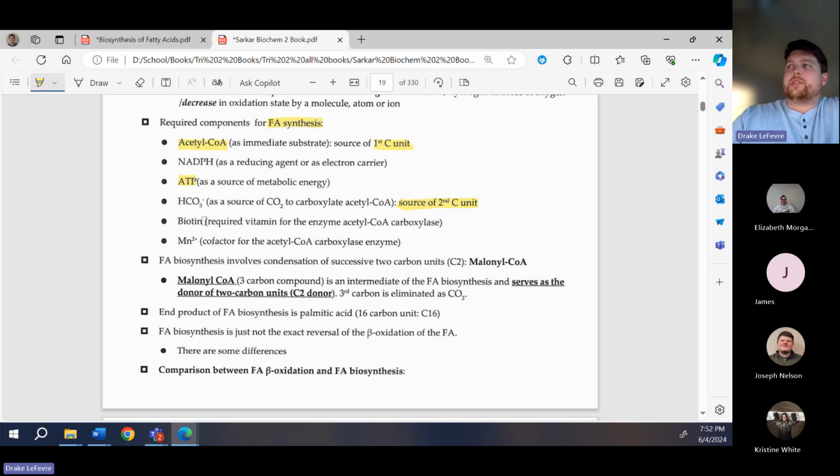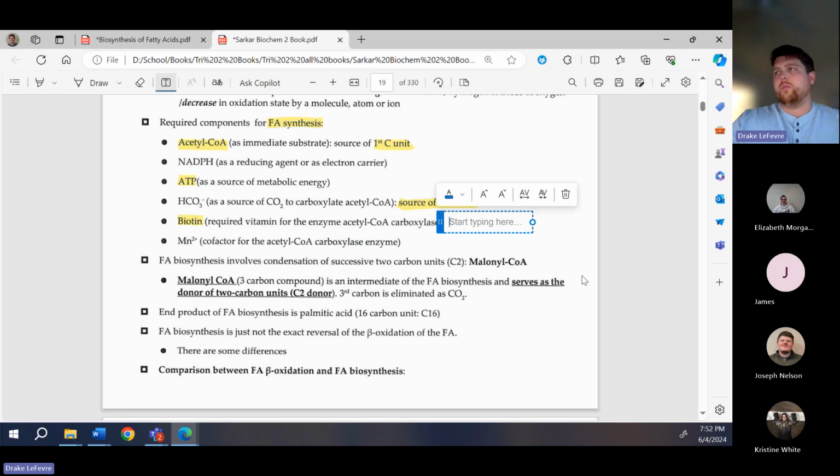We have biotin. Remember, biotin is one of our B vitamins. It's called a vitamin. What else do we call vitamins? Remember, our minerals are cofactors. What are vitamins? Coenzymes. Yeah, our vitamins are coenzymes.